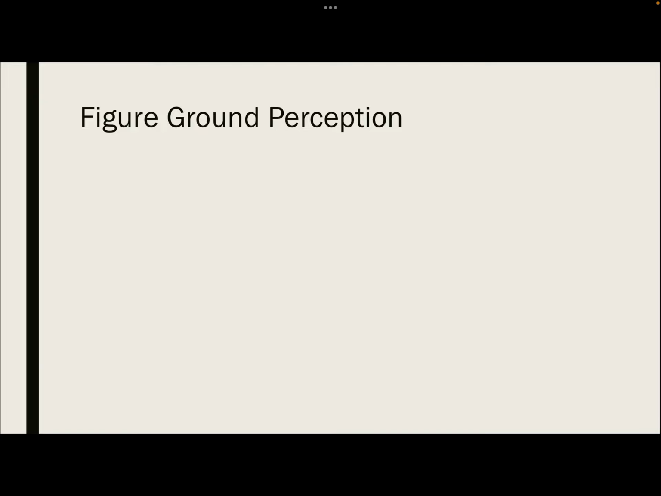In this law, a person can view a certain shape and observe it as a certain image. However, when they look in between the shape at the shape's background, they can see a different image entirely.